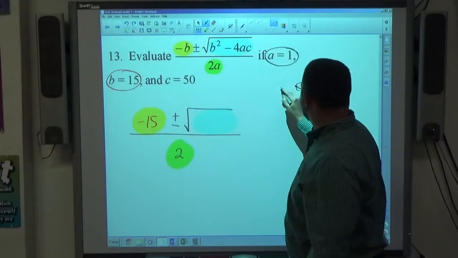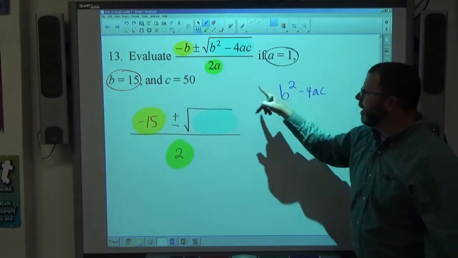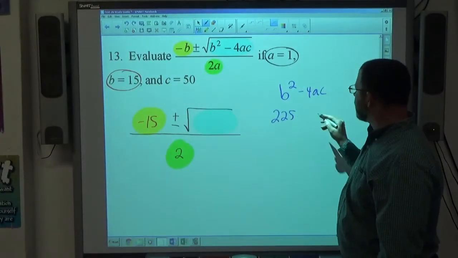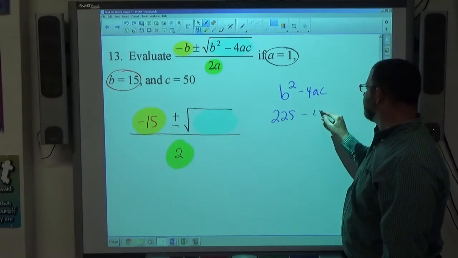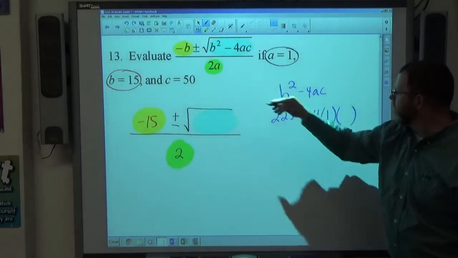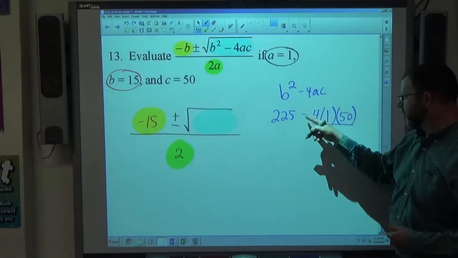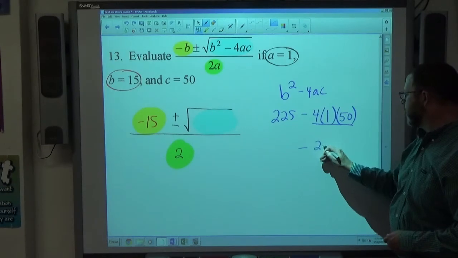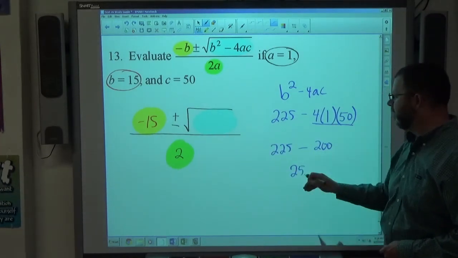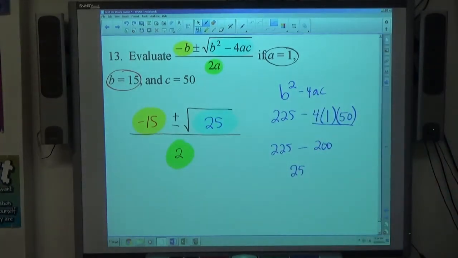The last object is b squared minus 4ac. B squared means to square b. 15 times 15 is 225. Minus 4ac means to subtract the product of 4 times a times c. A is equal to 1, c is equal to 50. So this product is subtracted. 4 times 50 is 200. 225 minus 200 is 25. That's what goes right there. So that's how you fill in the three spots of the quadratic formula.